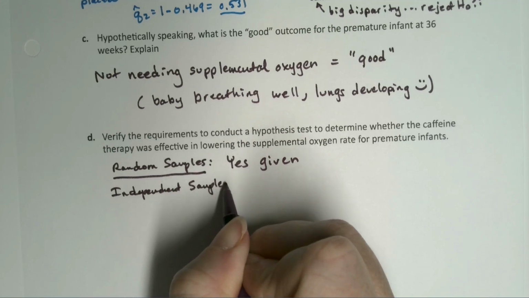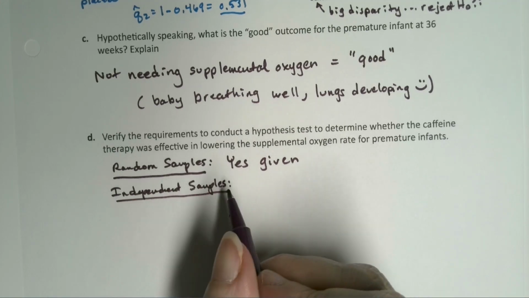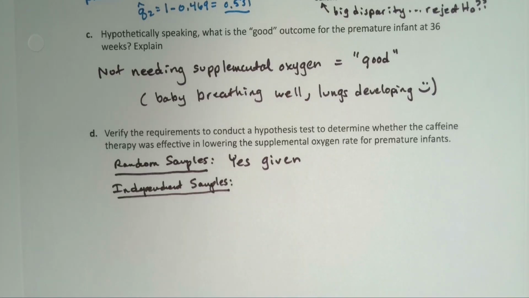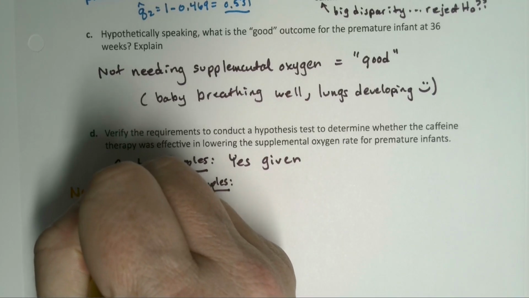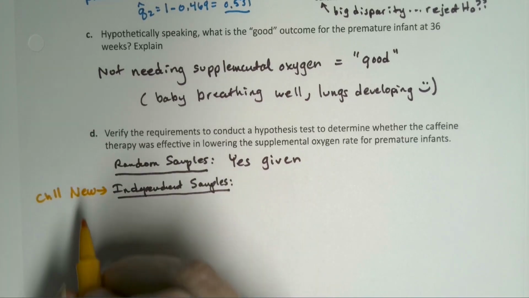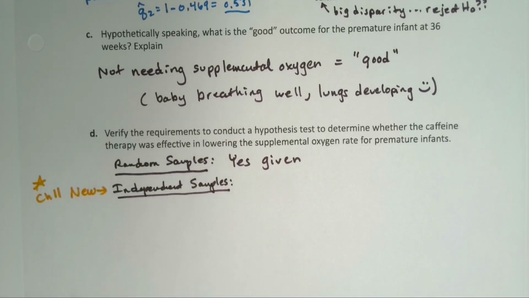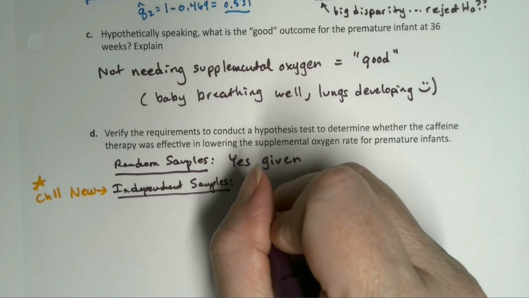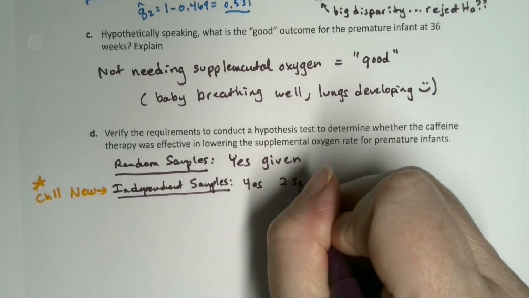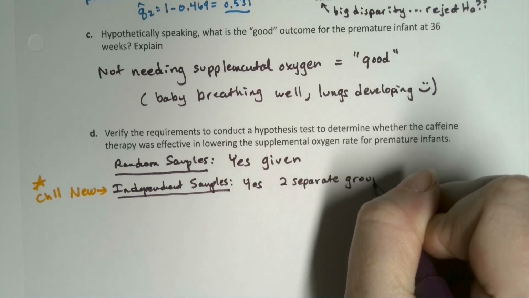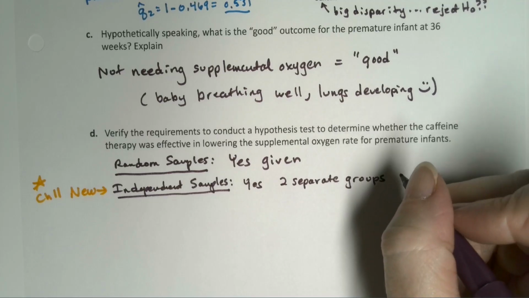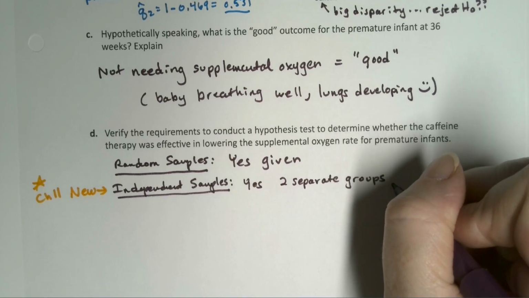We did not have this in chapter 10 because in chapter 10 you're only dealing with one sample. So I'm going to make a little note that this is new for chapter 11. Give a little star. That is because they're two separate groups. So this is yes, because they're two separate groups of infants measured once. And you have to have both pieces of that there.